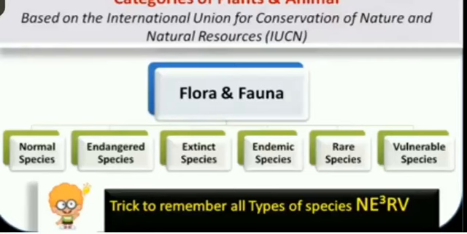So flora and fauna are classified by the International Union for Conservation of Nature and Natural Resources into six categories: normal species, endangered species, extinct, endemic, rare, and vulnerable. You can remember it by NEEERV. N stands for normal, E for endangered, E for extinct, E for endemic species, R for rare, and V for vulnerable species. These are the six categories which we have to study one by one.